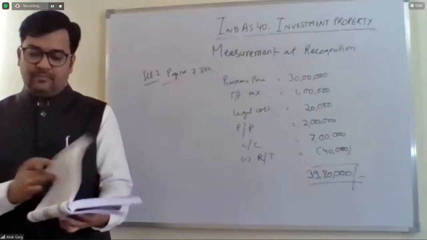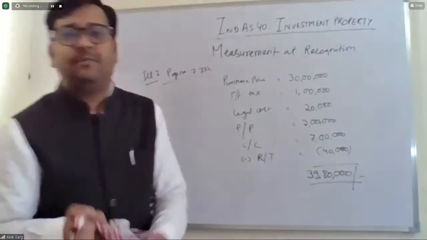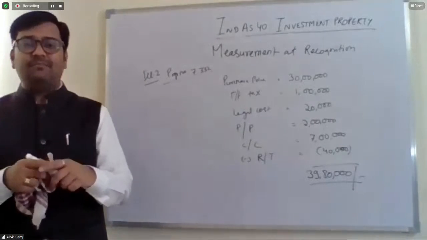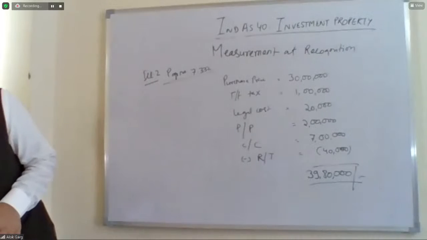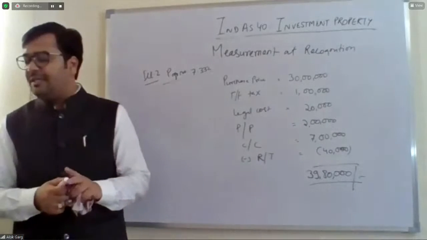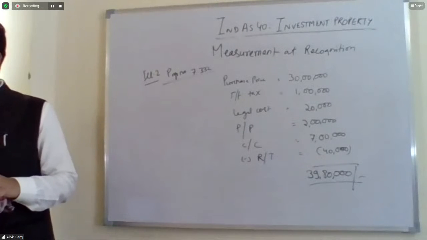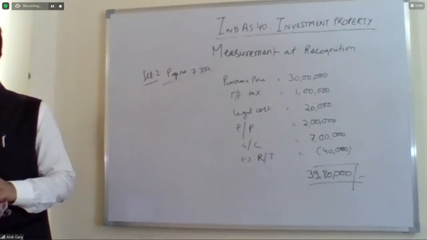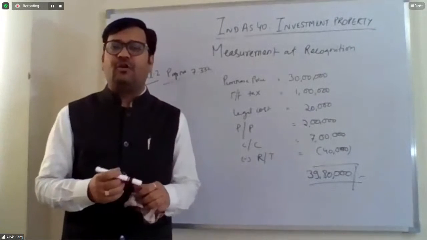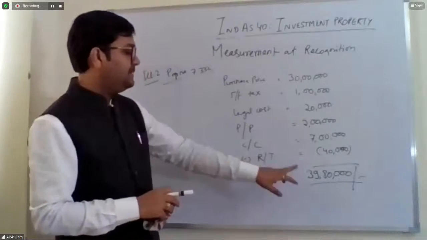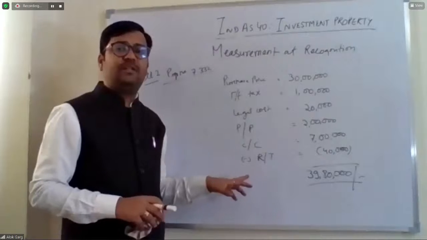Great. So friends, now I am moving on to the next concept of measurement at recognition. We discussed that it has to be measured at cost. So Gomati, it is not 31,20,000. Pujita, you are right, it is 39,80,000. Gomati, you need to add the redevelopment cost also. The only exception is 40,000 here, which needs to be deducted because it is a refundable tax.